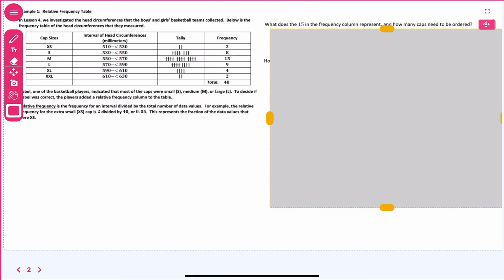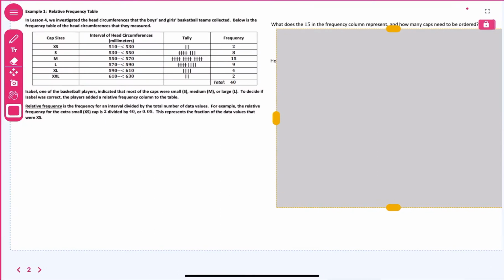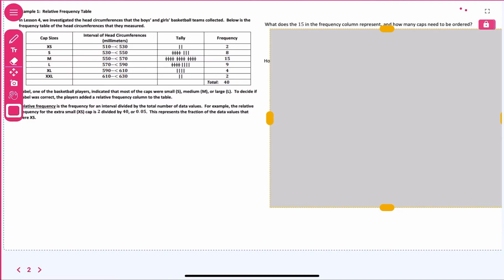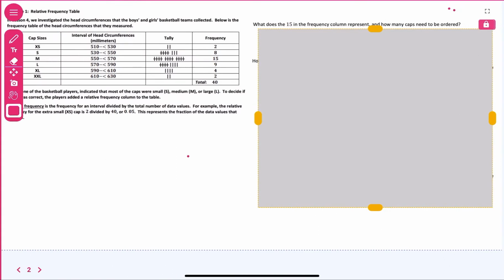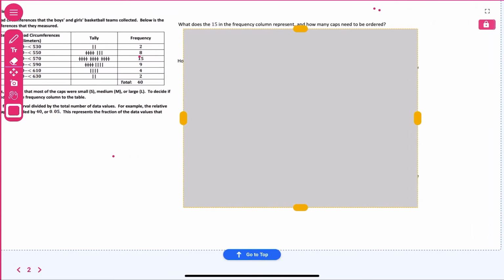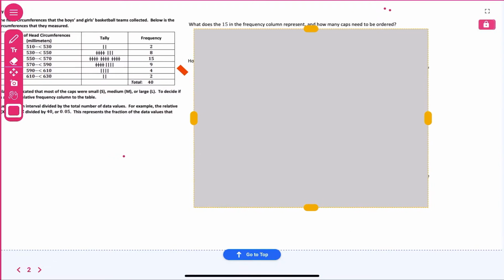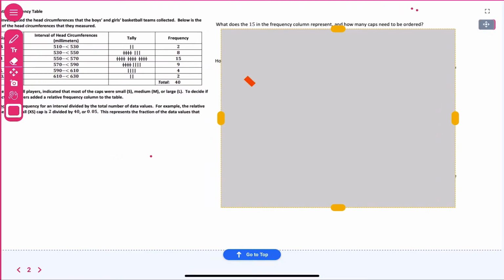Now, example 1. It says, in lesson 4, here's the circumference chart again. So it's the exact same thing from the first page. Now, what does the 15 in the frequency column, so right here, what does that represent? So how many caps would need to be ordered? So what does that even mean? Right there, that 15.